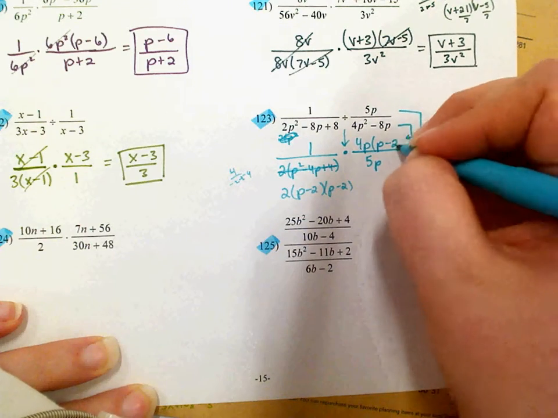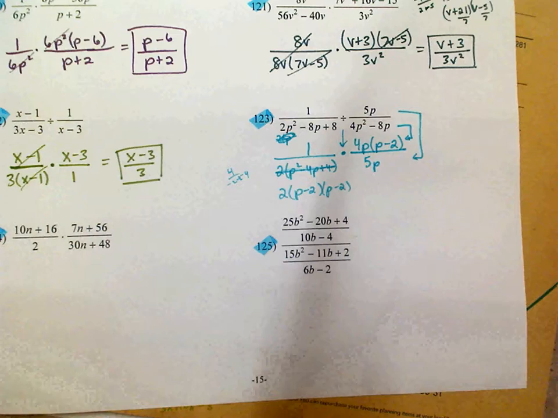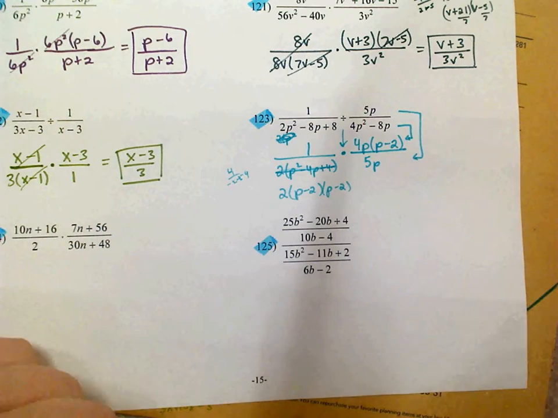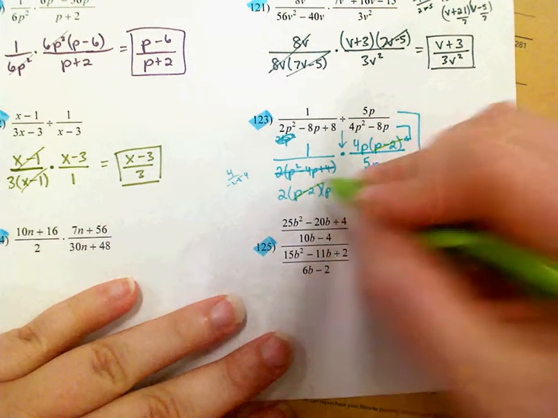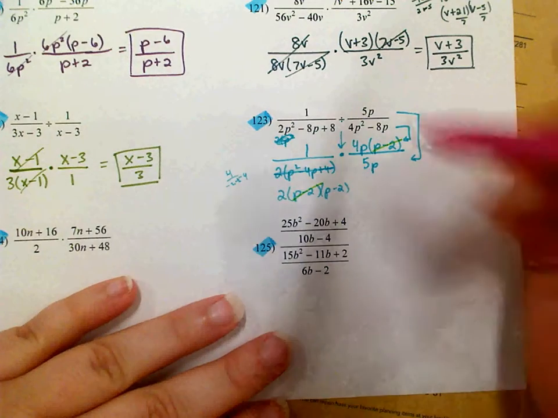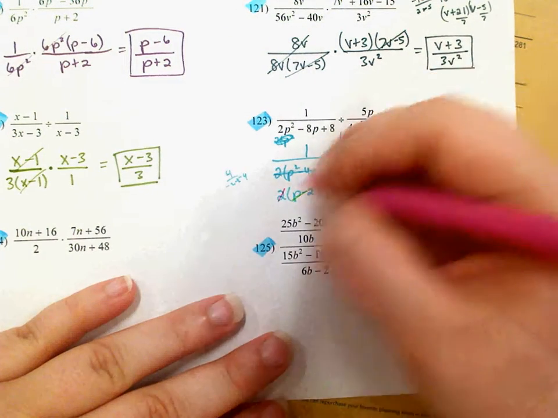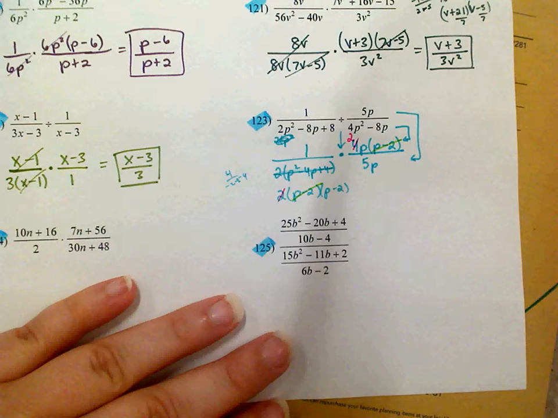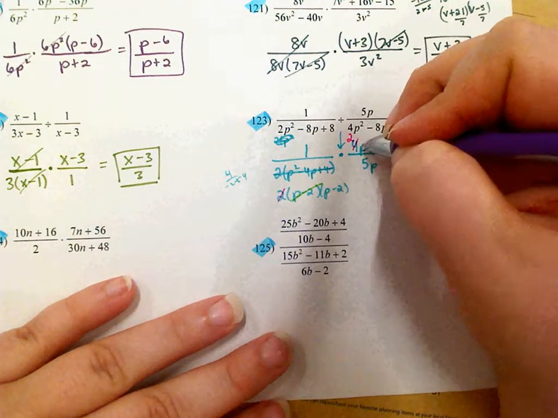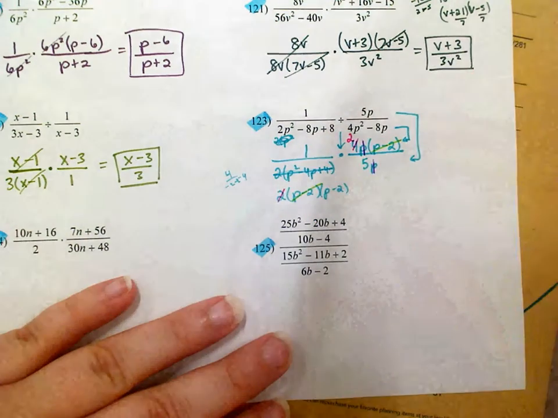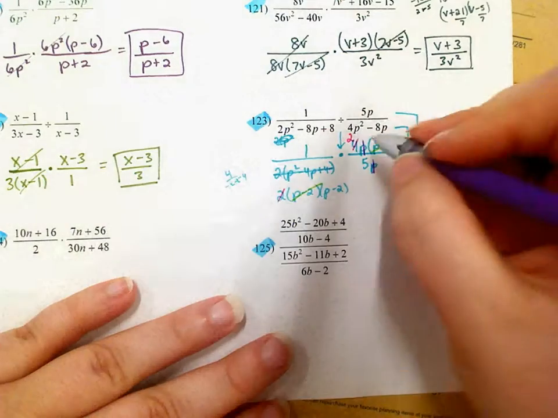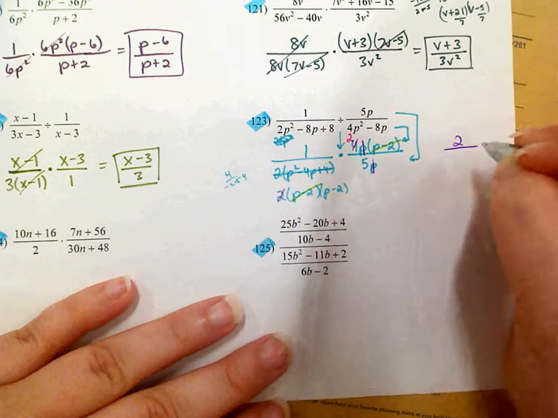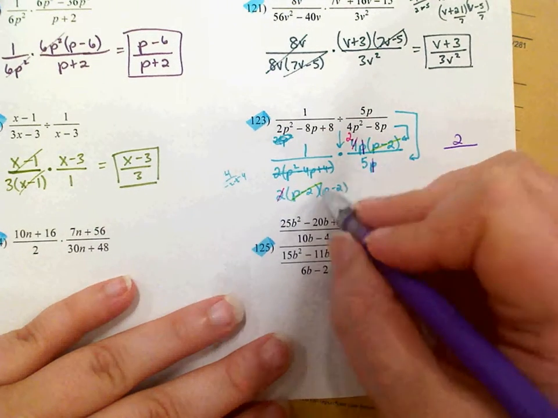So here's what I see. I see a p minus 2 and a p minus 2. I see a 4 divided by 2 is 2. And then I also see that I've got a times by p here and a times by p there, so those can go away. So the only thing I'm left with in the numerator is a 2, and in the denominator I'm left with a 5 and a p minus 2, or 5p minus 10. And there we go.